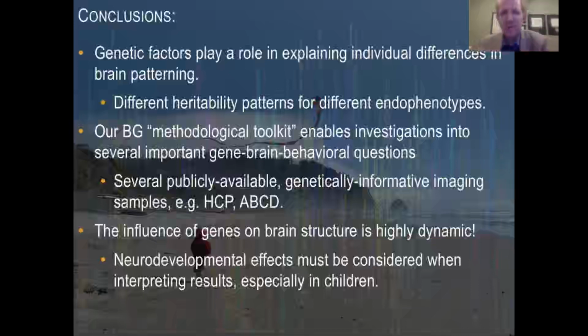And if you read the papers, you can see that there are reasons for that that make sense given the at-large neuroscience literature. The toolkit that you're learning here is very readily applicable to imaging genetic questions. In fact, I think pretty much every model, except maybe the bivariate latent growth curve models, is something you're learning about in this course. And there are several publicly available genetically informative imaging samples. So if you get the urge, you can probably pretty easily. It's a low threshold for getting involved.